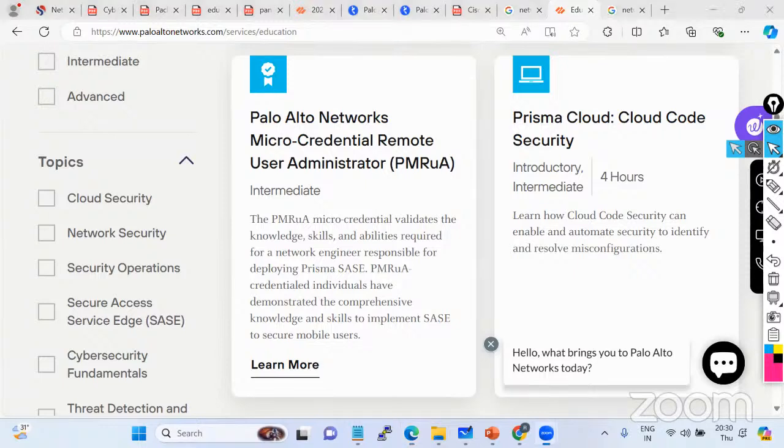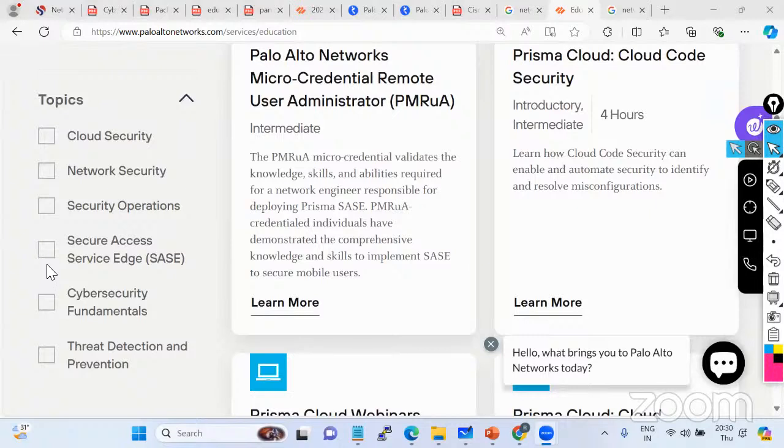What is happening here? Basically, what is cloud security, network security, security operations, SASE, cybersecurity fundamentals and threat detection? Shall we do all at one time, or shall we do one by one, and which one is first? Okay, that's the most important.